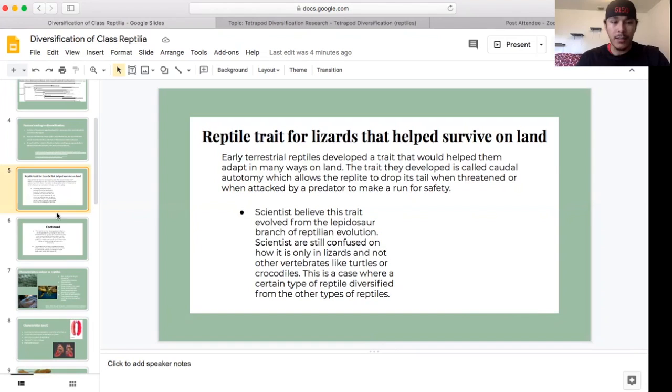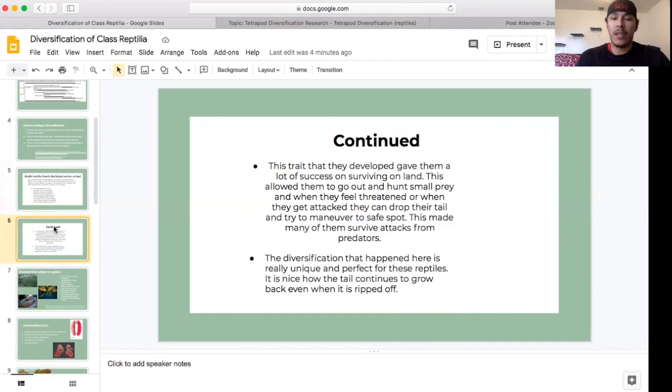Moving forward, this trait gave them a lot of success on surviving on land. This allowed them to go out and hunt small prey, and when they feel threatened or when they are attacked, they can drop their tail and maneuver and try to get out of there. This made many of them survive attacks from predators, obviously. The diversification that happened here is really unique and perfect for these reptiles, and it is nice that the tail continues to grow back even when it was ripped off.